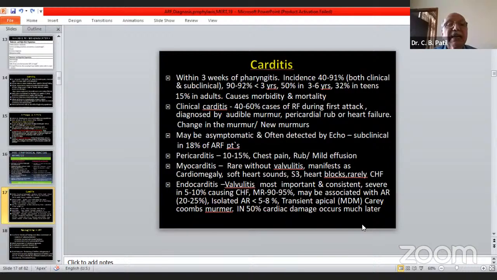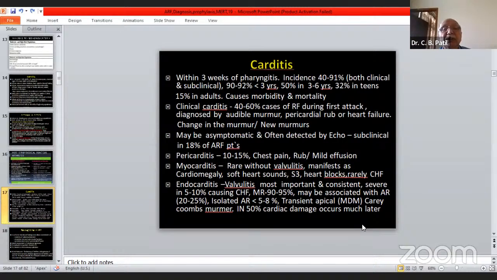Now coming to carditis, it occurs within 3 weeks of pharyngitis. Incidence is 40 to 91%, both clinical and subclinical. And as I told you, in those less than 3 years, the involvement is 90 to 92%, 50% in the age group of 3 to 6 years, 32% in teens, and 15% in adults. So the younger the age, the more the carditis, and it causes morbidity and mortality.